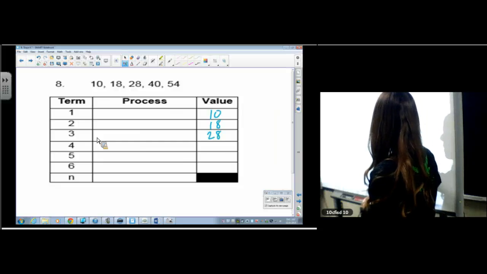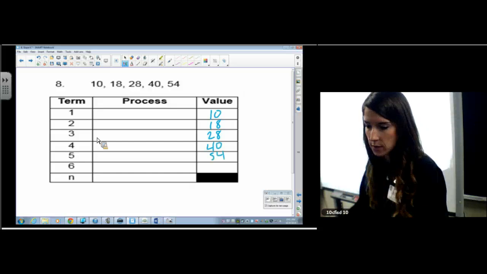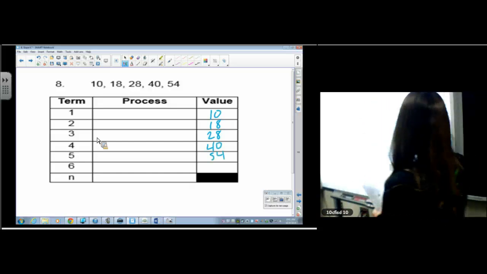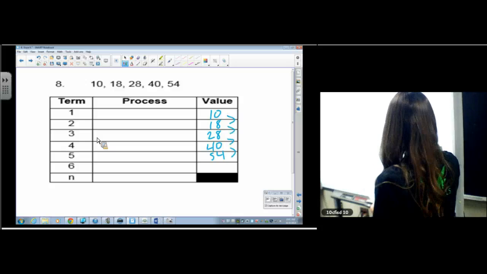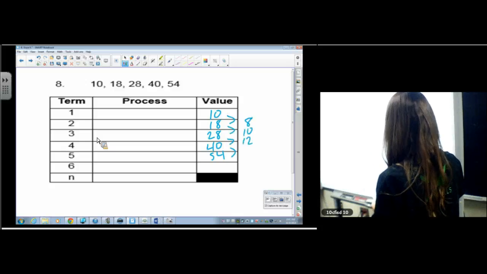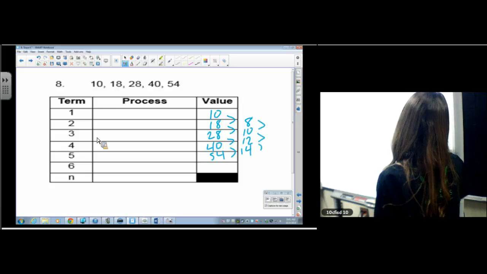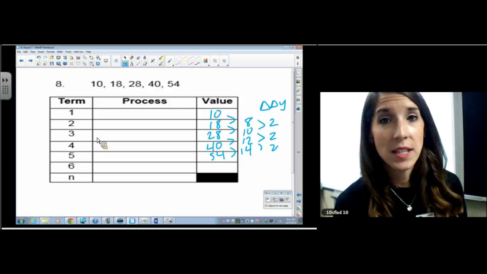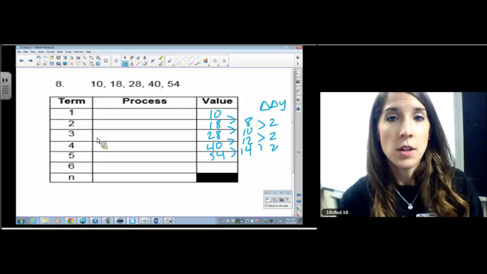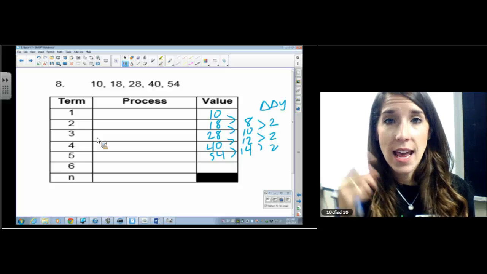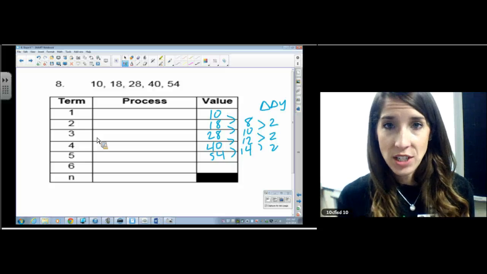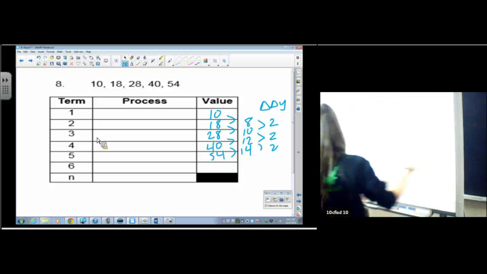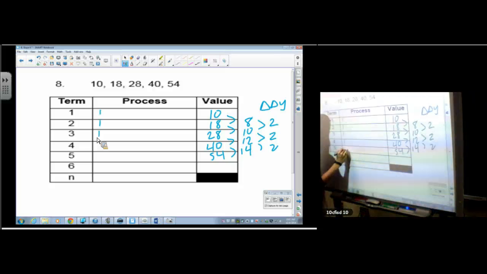10, 18, 28, 40, 54. Okay. All right, so we do delta y, and we get 8, 10, 12, 14. We do delta y, and we get 2, 2, 2. We now know it's quadratic because we got a constant number for delta y. So now we do the 2-2 rule. It says take your delta y, divide by 2, and square your term. So if I divide 2 by 2, I get 1. And then I square my term. 1 squared, 2 squared, 3 squared.